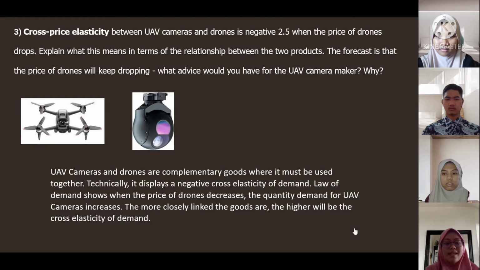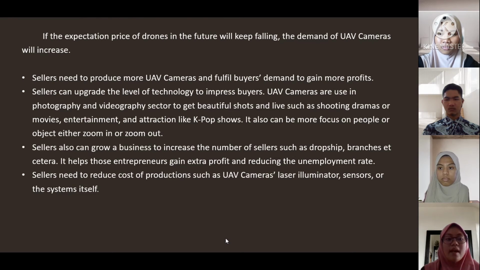The more closely linked the goods are, the higher the cross elasticity of demand will be. If the expected price of drones in the future will keep falling, the demand for UAV cameras will increase. My advice to UAV camera makers is that sellers need to produce more UAV cameras and fulfill buyers' demand to gain more profit. At the same time, firms' main goals are to maximize profit and minimize costs.